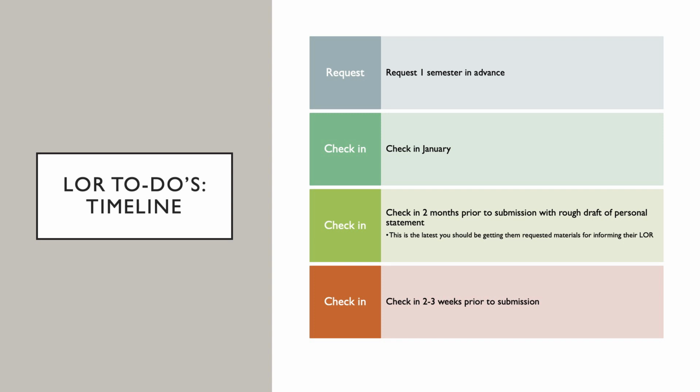So I recommend checking in at least one semester in advance prior to applying, again in the January of the year that you plan to apply. So for those of you applying to matriculate in the fall of 2025 who will be applying in the spring or summer of 2024, that means checking in January of 2024, again about 2 months prior to submission, and this is the latest you should be getting your letter writers any additional materials that they requested in my opinion, and then again 2 to 3 weeks prior to submission if your letter writer hasn't submitted already, which your AMCAS or AACOMAS portal should notify you of an upload.